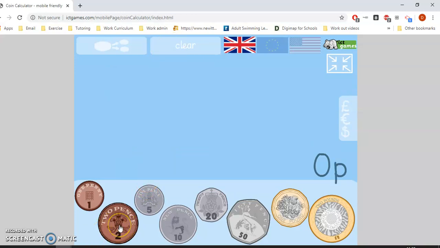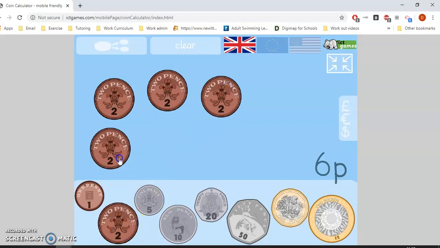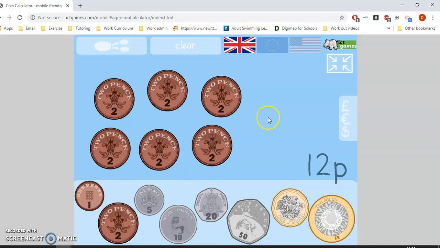Let's look at our 2's next. This can help us with doubling. How many lots of 2 do I need to make 12? How many lots of 2 to make 12? 2, 4, 6, 8, 10, 12.